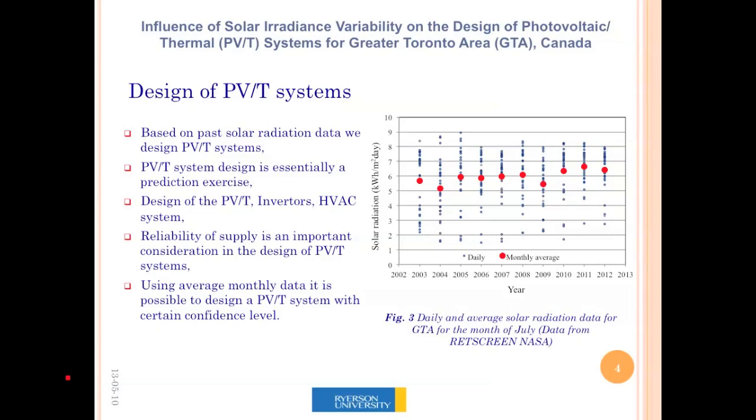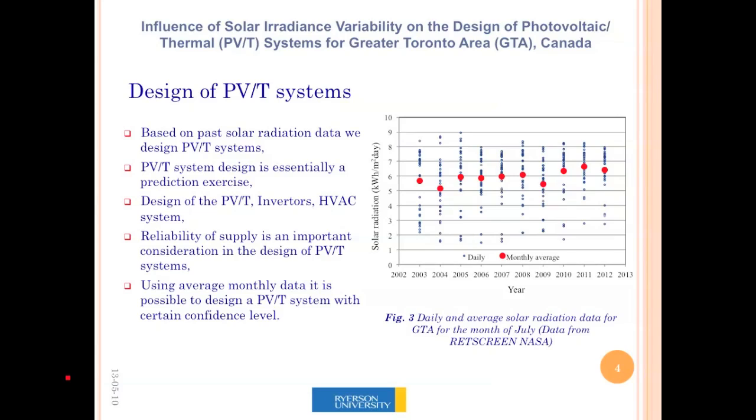So this is to illustrate what will happen, for example, if we design a standalone PV or a PVT system using monthly average data, which most of the software that now exists usually uses. This is extracted from RETScreen. It's NASA weather data that shows the month of July for 10 years, so you have the monthly average and the daily data.